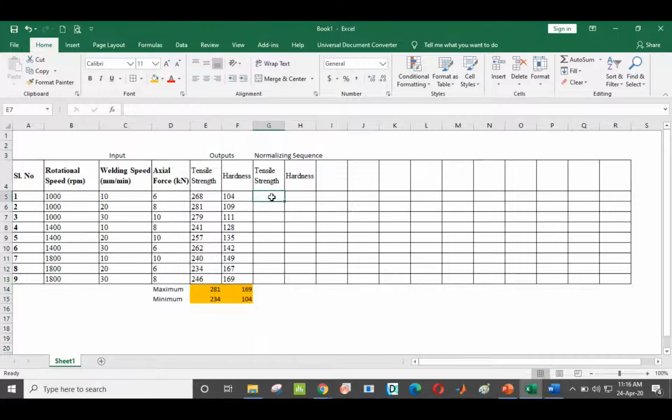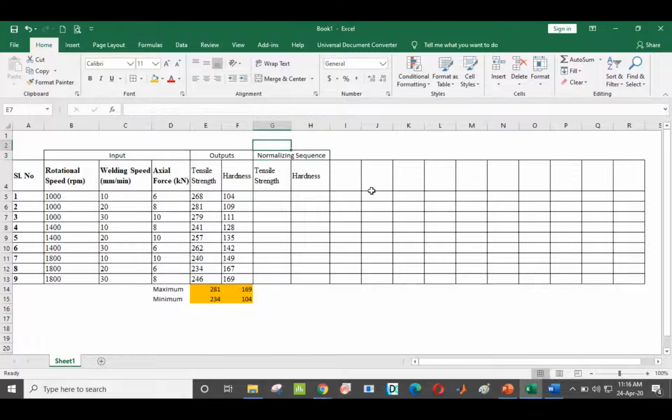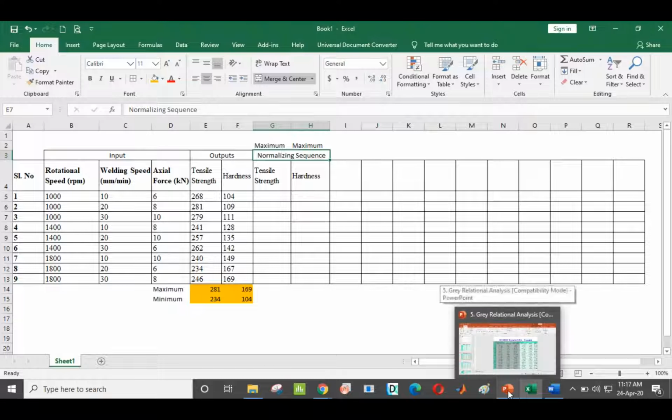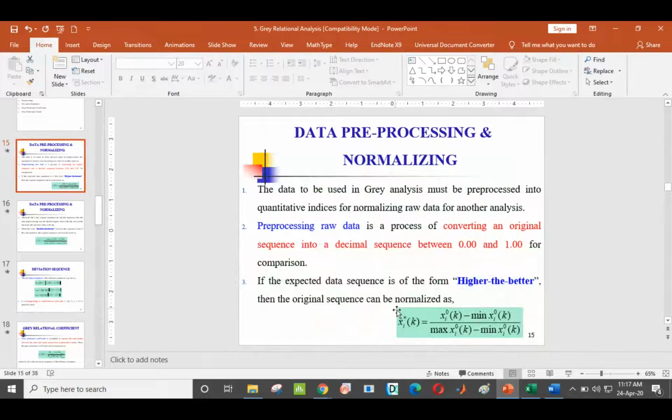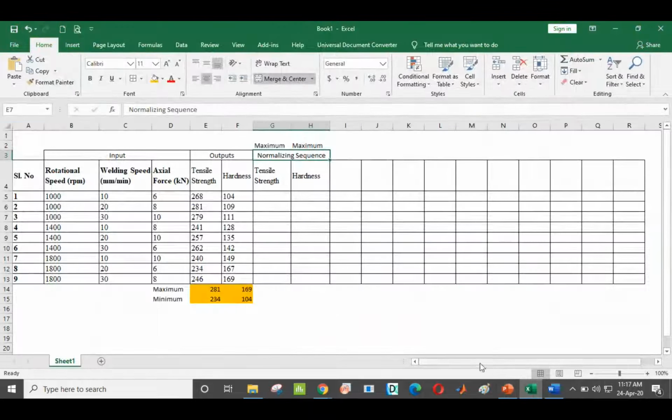So now I am going to use this formula. In this normalizing sequence, the tensile strength has to be higher or maximum, because the tensile strength of any metal should be higher, and also the hardness. So I have to use the formula that relates to the higher the better concept. I just paste the formula here so that everyone can see. So this is my formula.